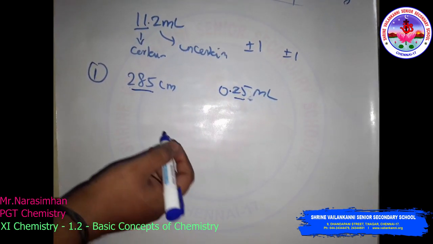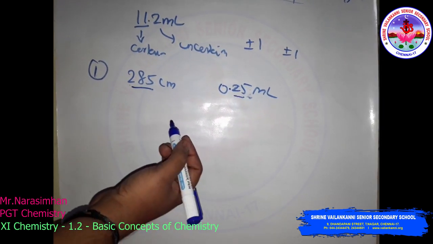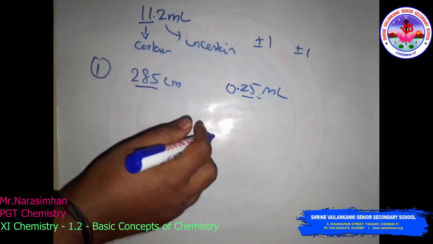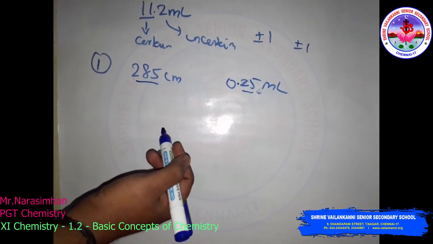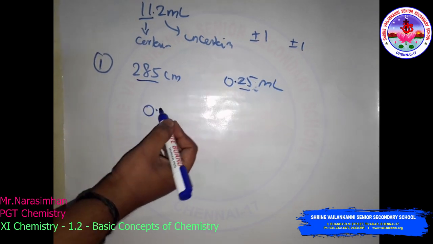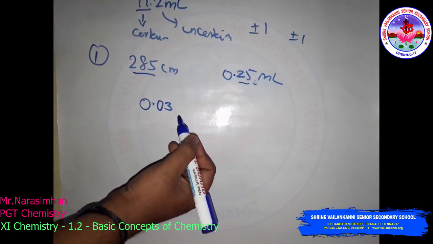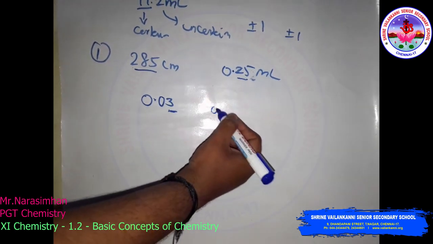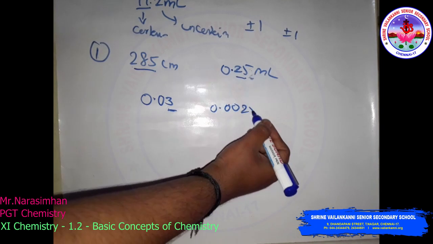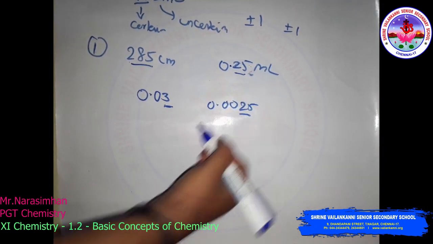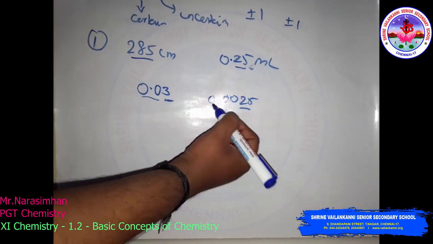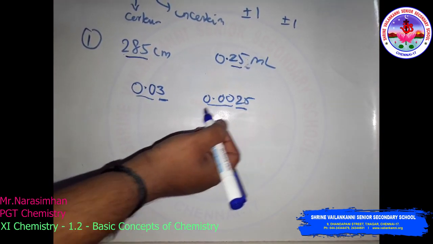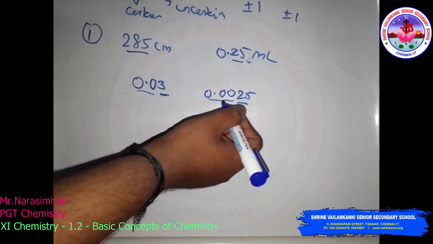Rule number 2: zeros preceding the first non-zero digit are not significant. Such zeros only indicate the position of the decimal point. For example, 0.03 has one significant figure, and 0.0025 has two significant figures. You do not count these zeros, because zeros preceding the first non-zero digit are not significant.